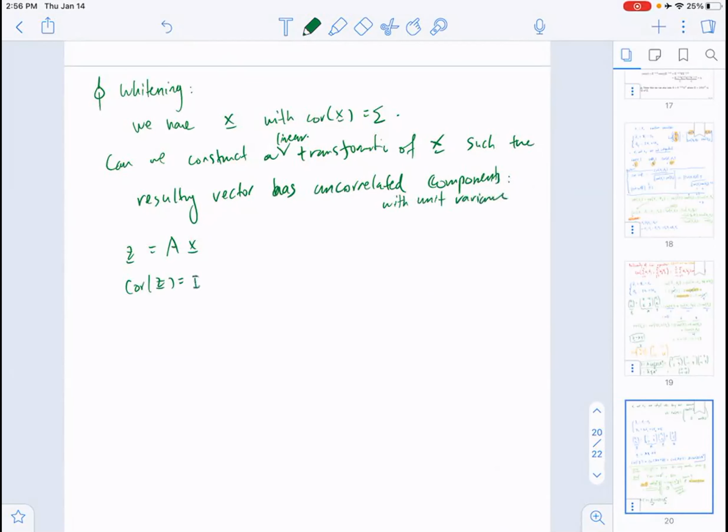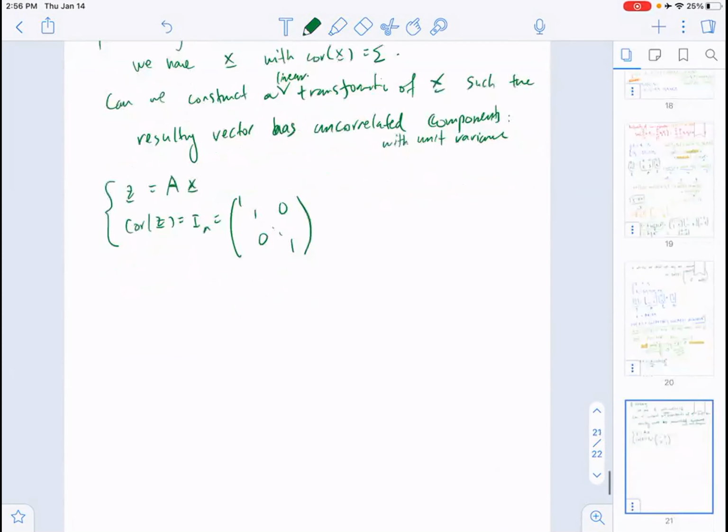So I want this to be I_N, which is the identity matrix. Ones on the diagonal, 0 elsewhere. So the question is, can I come up with a matrix A for any vector X such that this holds?